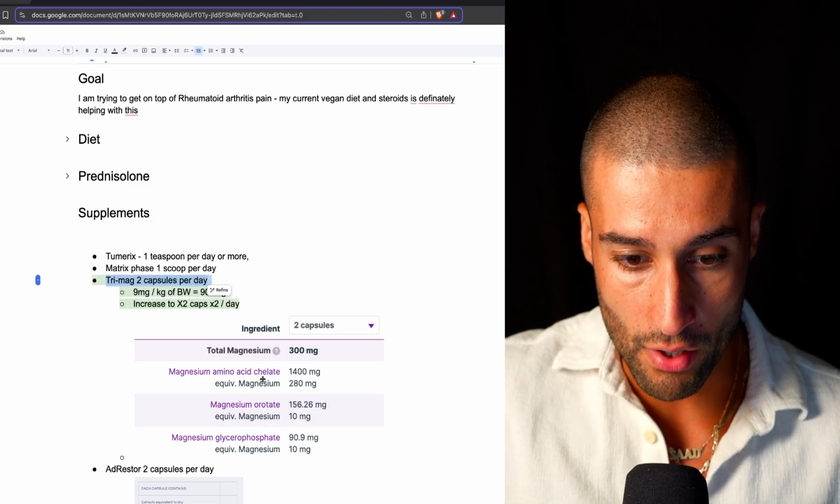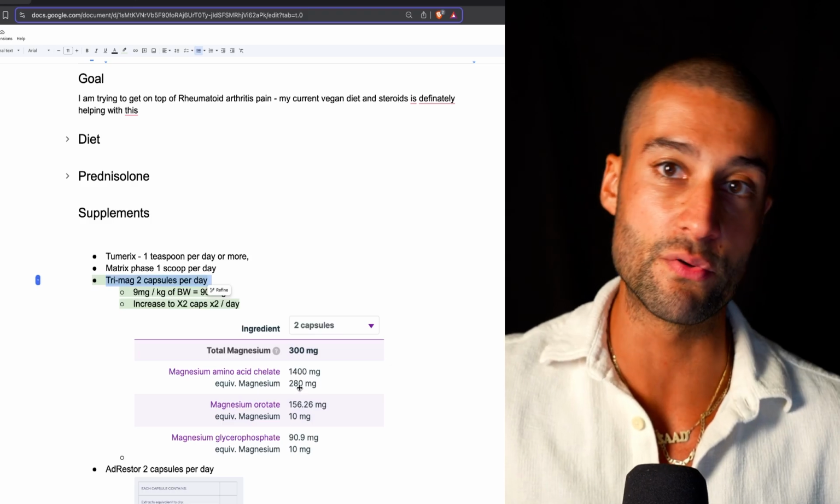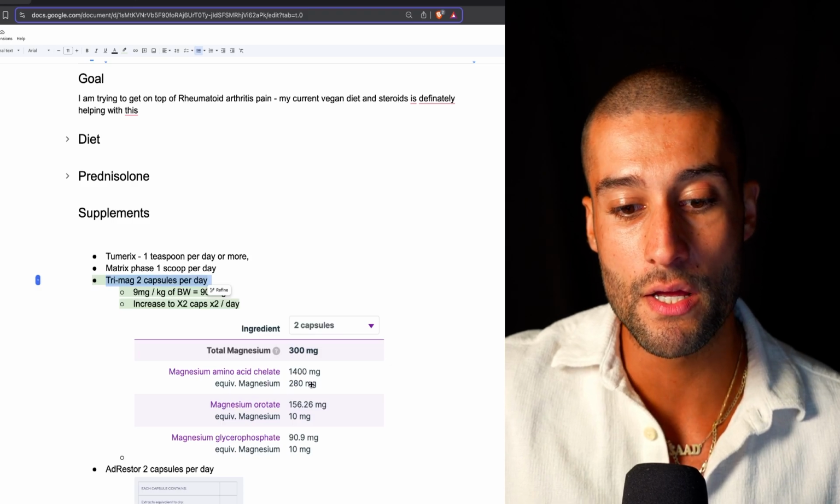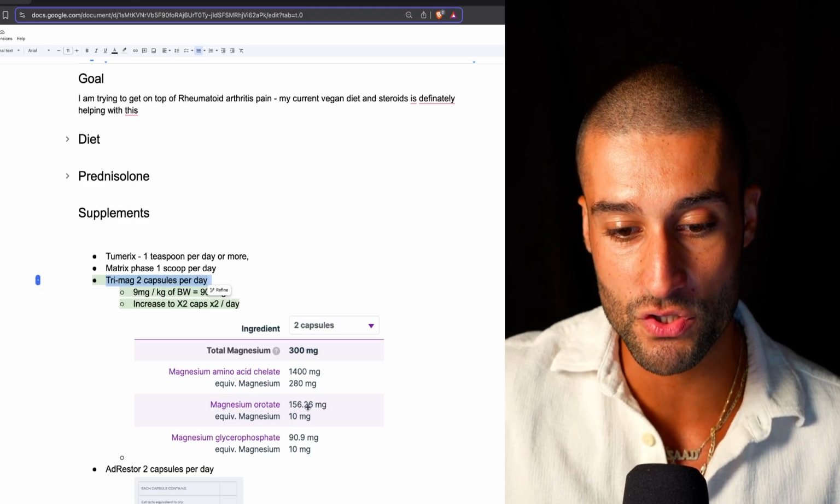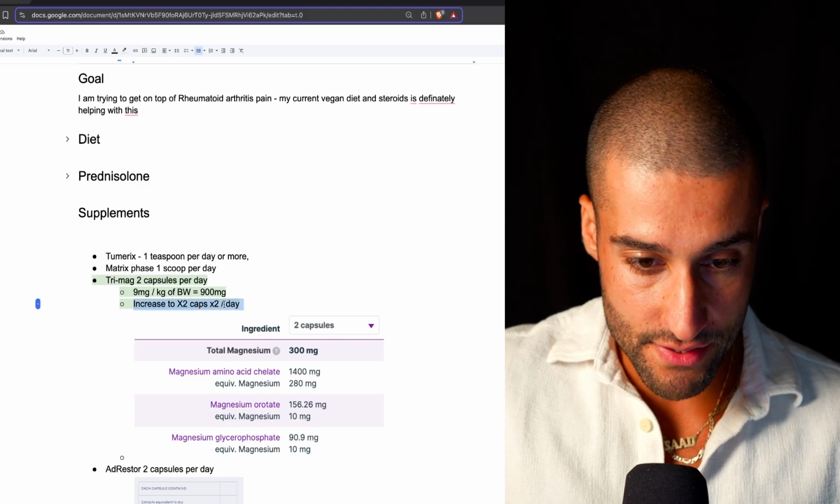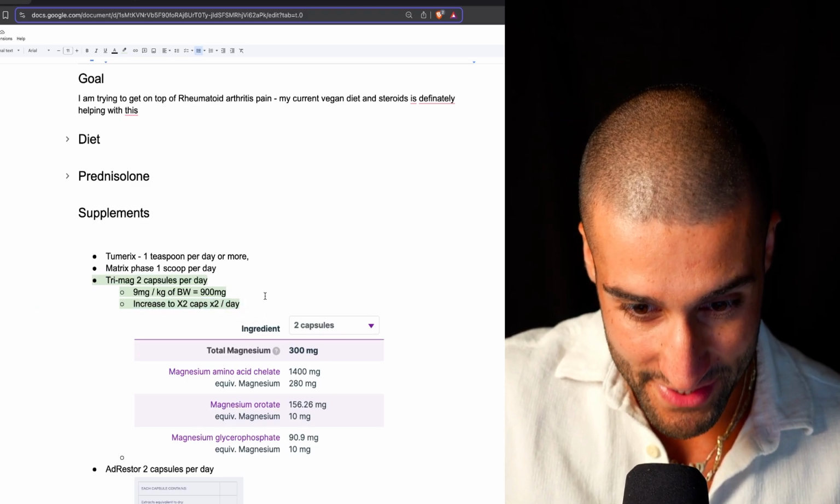But we have to look not at the top line, you have to look at the equivalent magnesium. Some people don't realize that equivalent magnesium is the actual magnesium in it. So that's why it totals 300 there: 280, 10, 10. So it's mostly just the chelate. I would be upping this to 2 caps, 2 times per day. So that would get us to 600 milligrams.